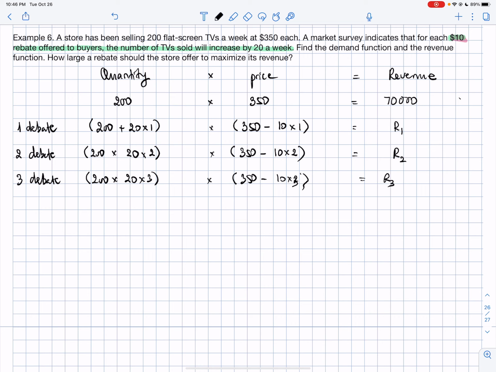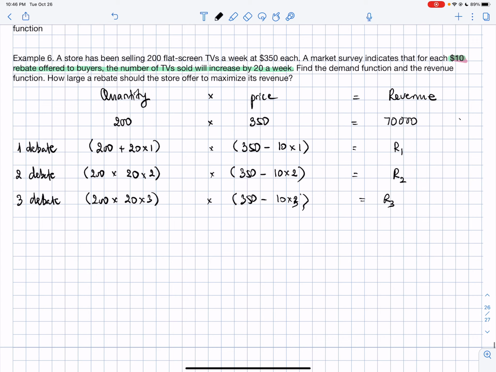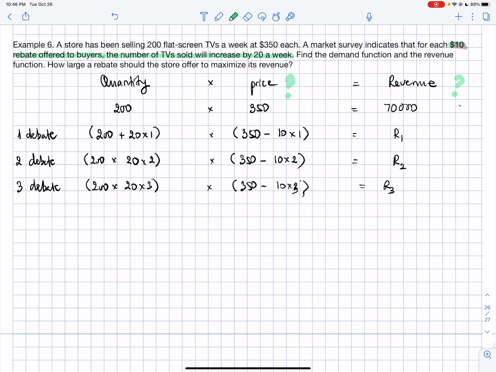And I call that R3. All right. So now the problem is asking us to find the demand function and also find the revenue. So I have to use the quantity so that I can find the price function.